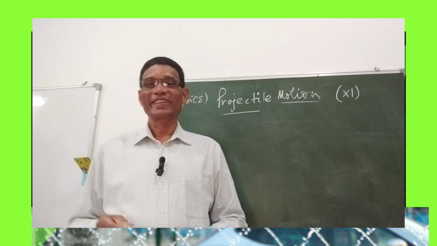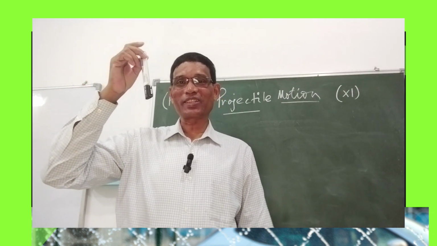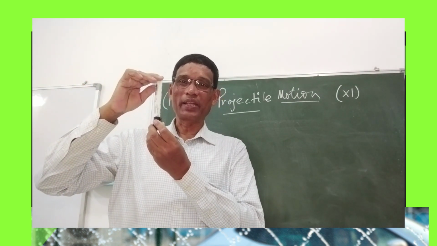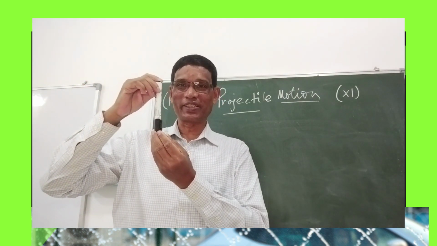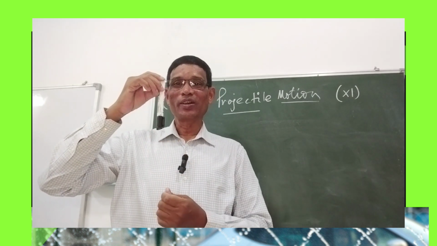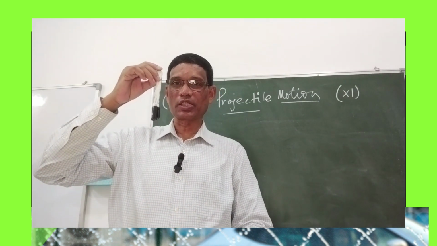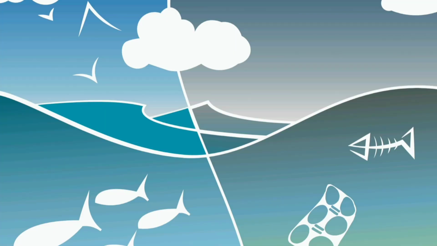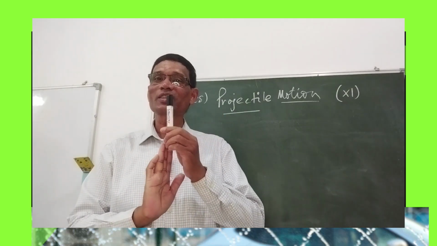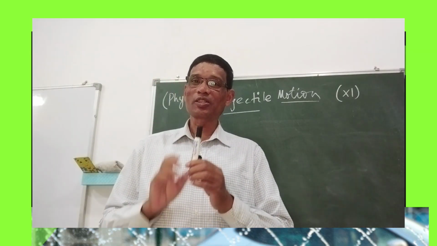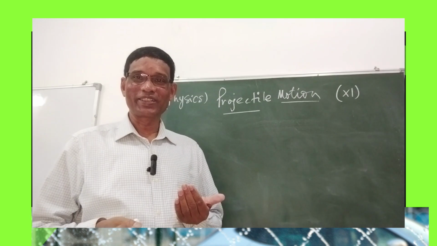वेलकम व्यूअर्स। आज मेरे हाथ में एक पेन है, फॉर एग्जांपल, कोई भी ऑब्जेक्ट है, और इसके जो वेरियस ऑप्शंस हैं, ड्रॉपिंग डाउन, थ्रोइंग हॉरिजॉन्टली, थ्रोइंग ऑब्लिकली और थ्रोइंग वर्टिकली अप, इसके बारे में आज चर्चा करेंगे, राइट?